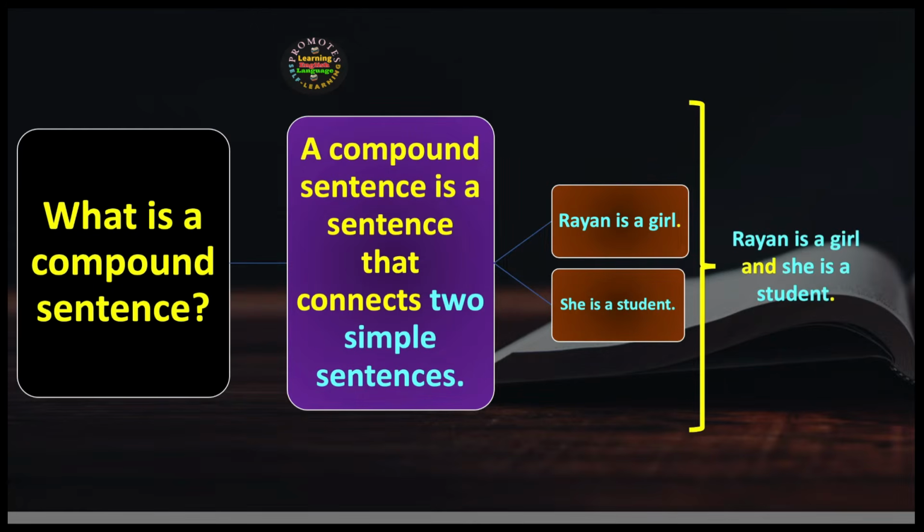And when we connect, Rayyan is a girl, we need one connector. And what is one connector? We call it a coordinating conjunction. So we need a connector, a coordinating conjunction, to connect two simple sentences to make a compound sentence. So Rayyan is a girl and she's a student. So this becomes an example of a compound sentence.